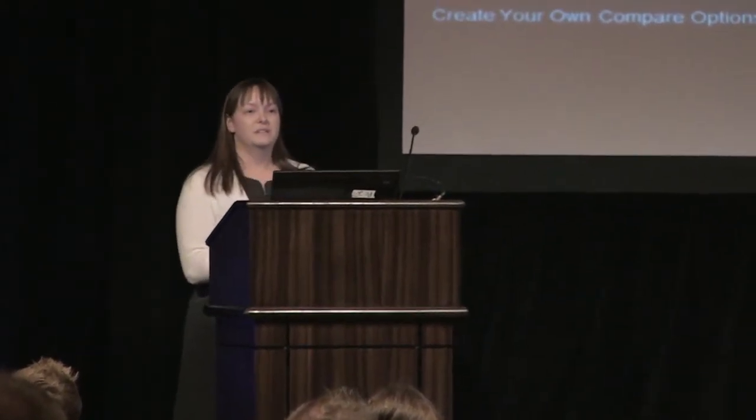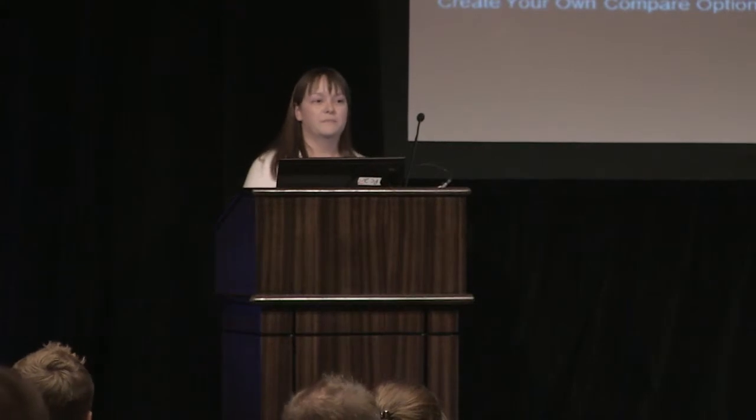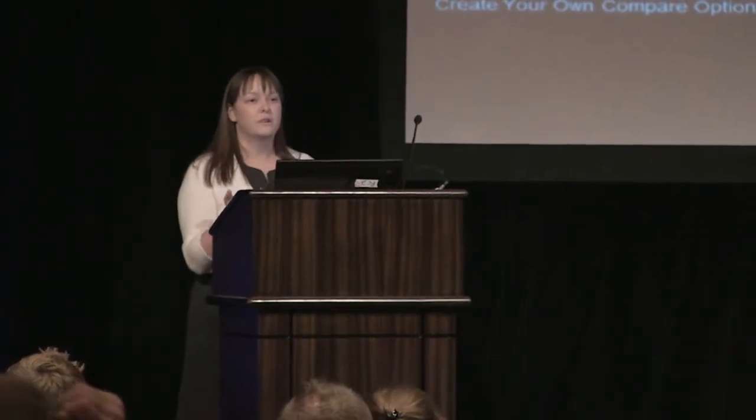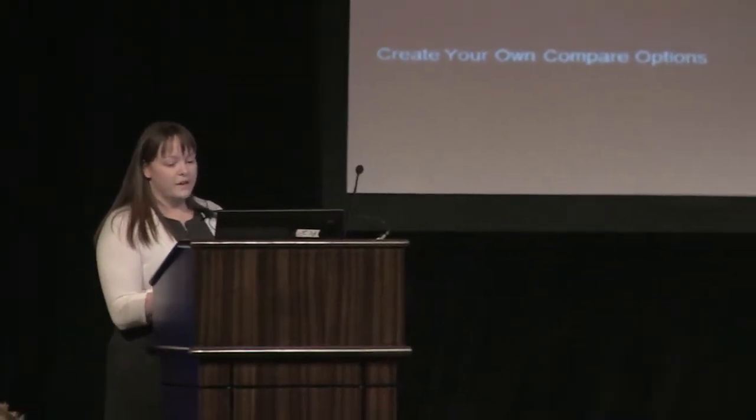So instead of choosing from a pre-built list, you can make your own combinations. So from a list of options, here we have tracking number, serial number, amount, name, SOC code, everything you would expect. And you have 4 drop-downs, and you can build anything you want there. You can use just one, you can use all 4, any combination, and compare what you want to compare.